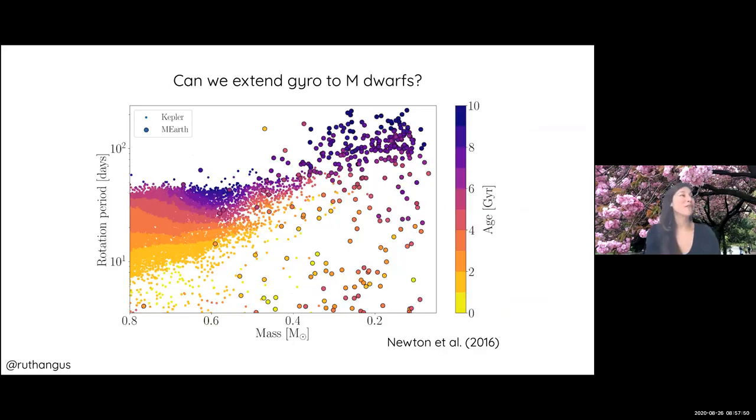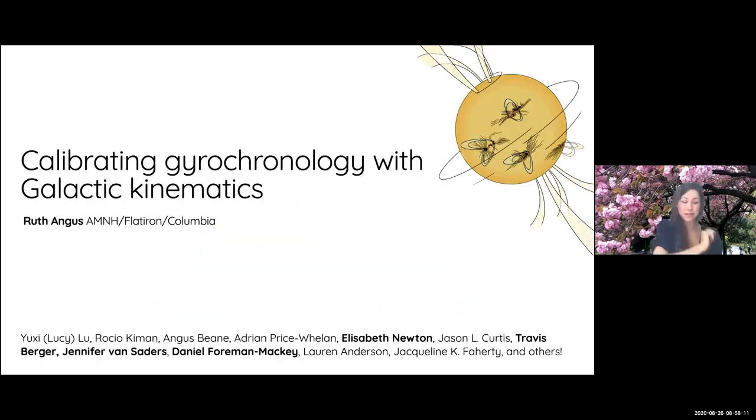And just finally, I think this method has incredible promise for extending into the M dwarfs. And if we add in M-dwarfs from the MERS survey, from Elizabeth's work, then the trends actually look very promising. They seem to continue. And so we could actually start to extend gyrochronology into the M-dwarf regime. That's all. Thank you.